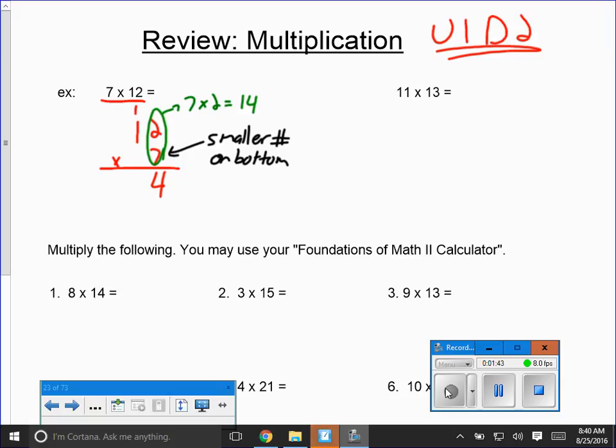Then we're going to work over to the next digit. It's going to be 7 times 1. 7 times 1 is 7, but since we have this little 1 up here, we're going to add 1. And then what we have at the bottom here is our answer, 84.